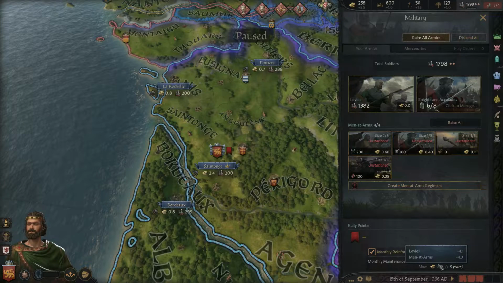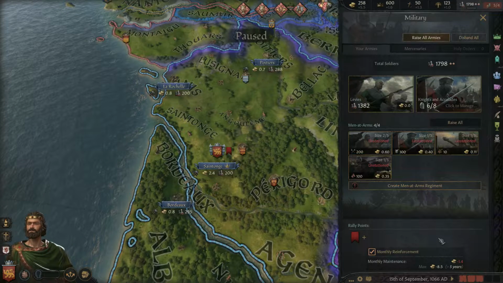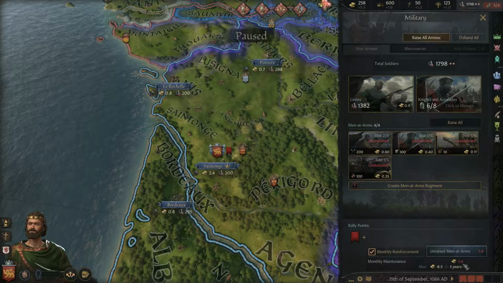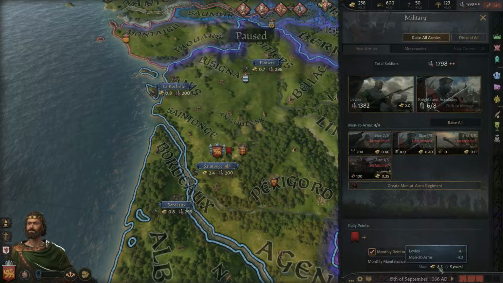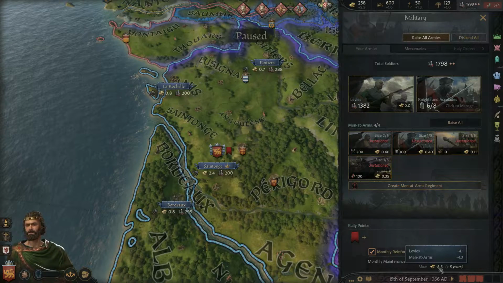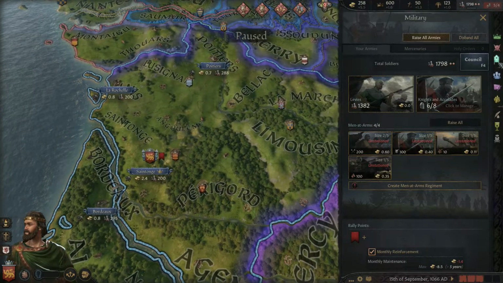This is your economic stats, where you are going to be seeing, at the moment, monthly maintenance. You're just paying a little bit for unraised men-at-arms, but when you have everything raised, levies and your men-at-arms, that's what you're going to be paying with everything raised. Now let's go to the next one, council.